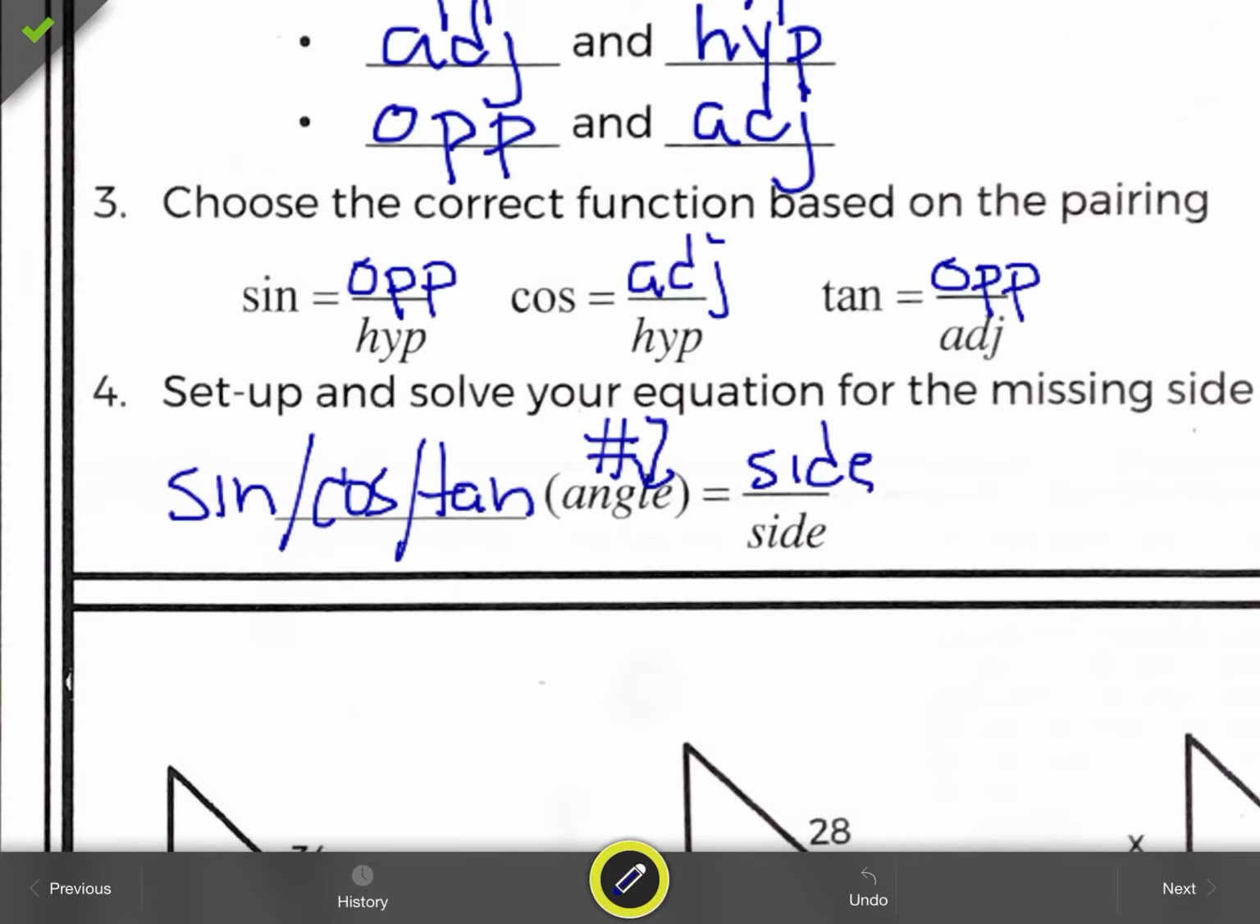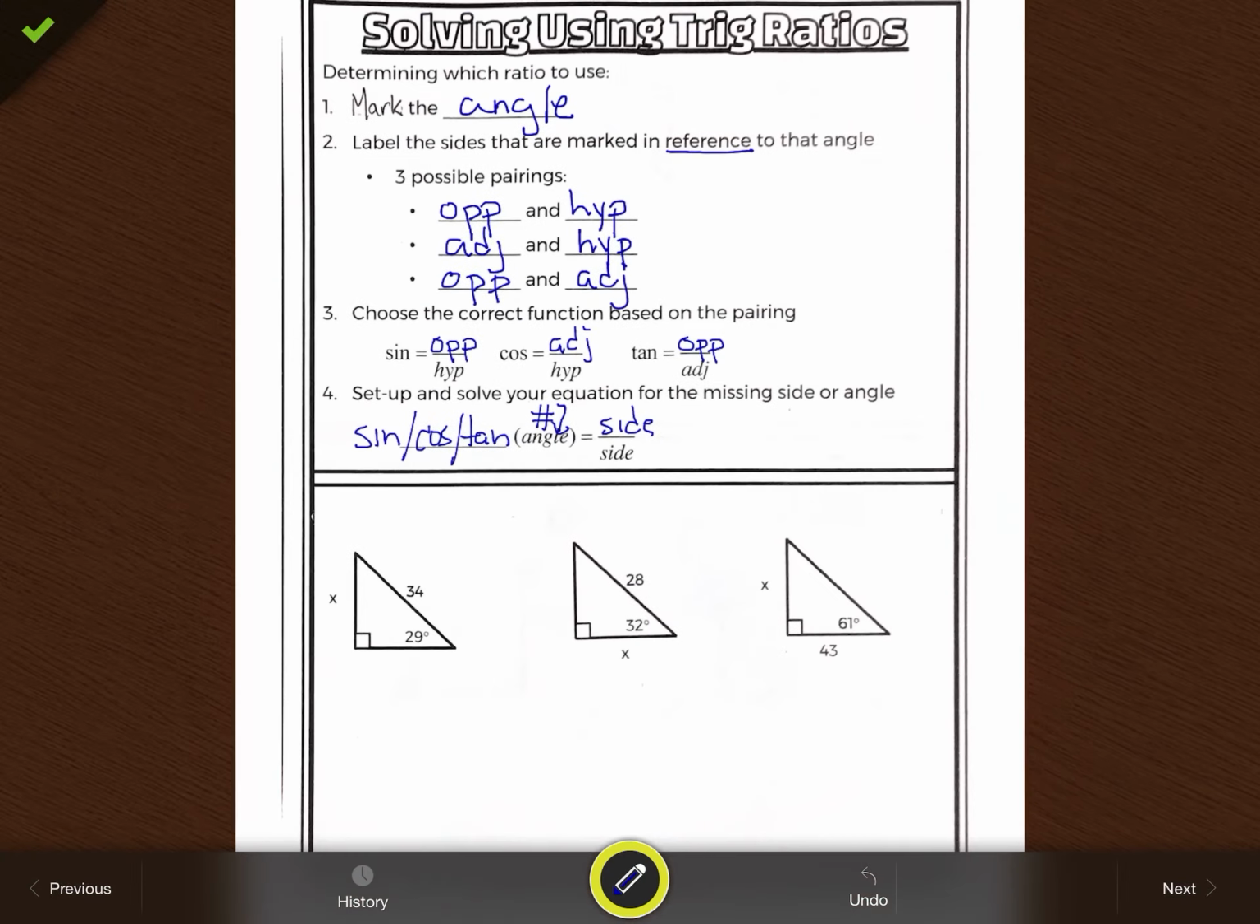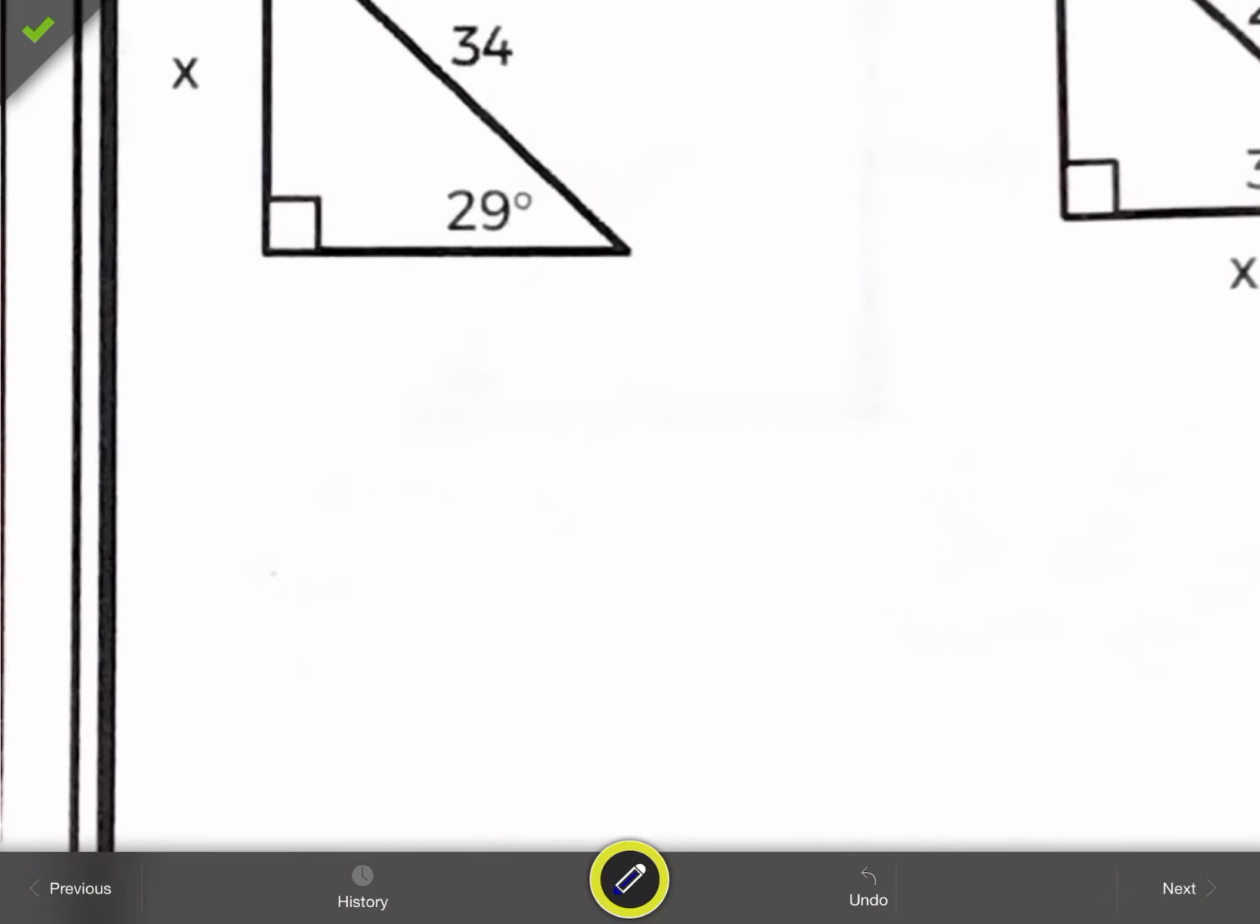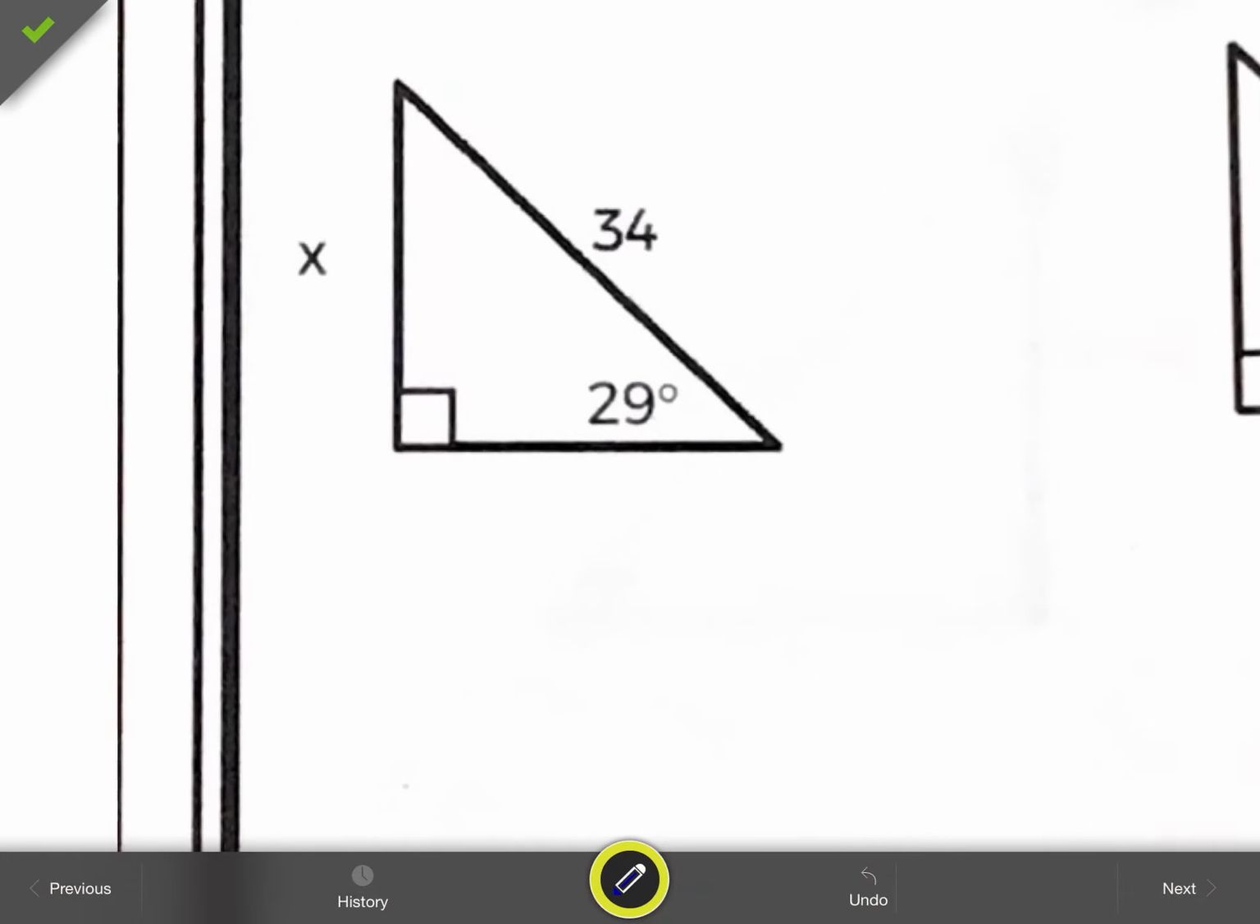Now, that probably doesn't make a whole lot of sense right now. So let's look at this first example right here. They want me to figure out what this side is. How do I know? Because there's an X. X means I don't know what it is.